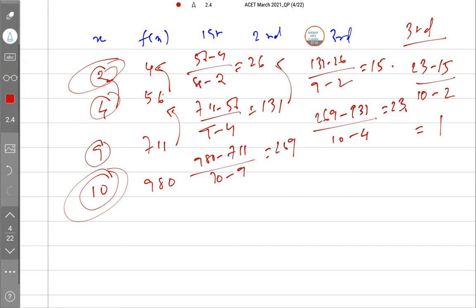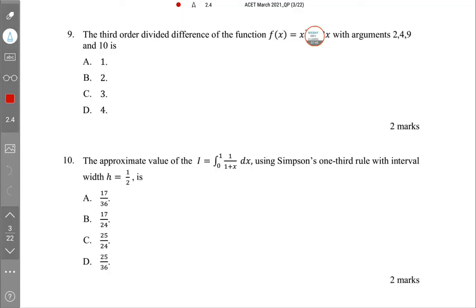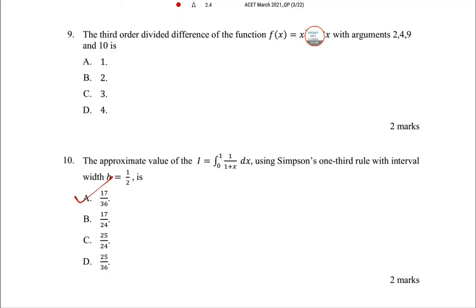So now if we get back to the previous thing, so 9's answer is A. Sorry, 9's answer is A. Okay, that's one, the last part. Next one, 10.